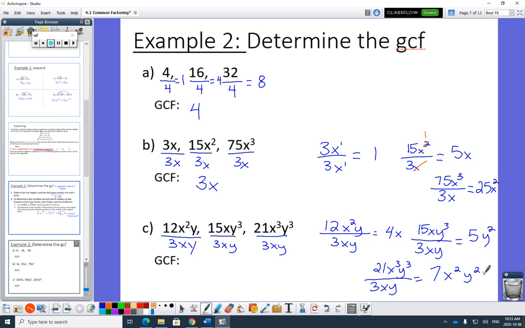Now you check. 4x, 5y squared, 7x squared, y squared. Can any of these be divided by the same thing? Nope. So our greatest common factor is 3x.